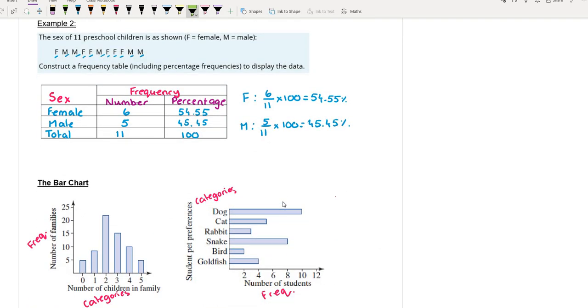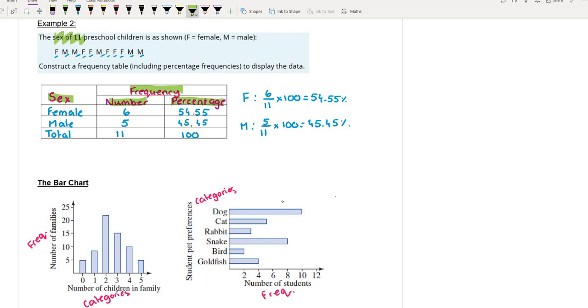So here's an example. This is just the gender of 11 children, male and female, and this is the data, and we're asked to construct it in a frequency table. So up here is the frequency, over here is the category that we're dealing with. In this case, it's sex or gender. And for the frequency part, we have the number and we have the percentage.